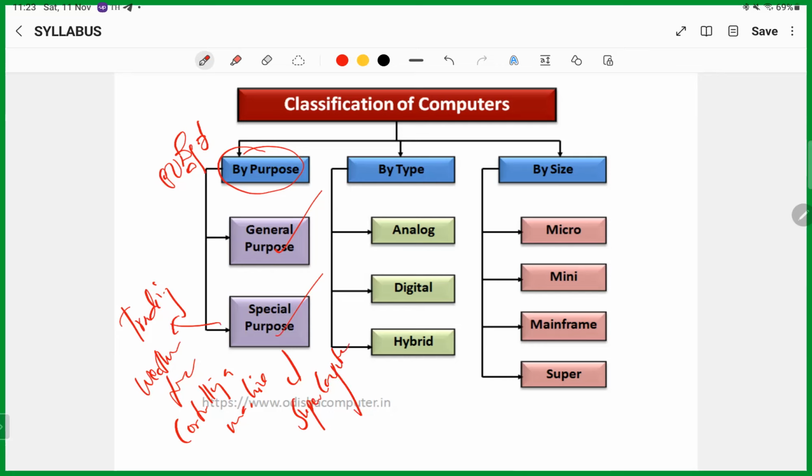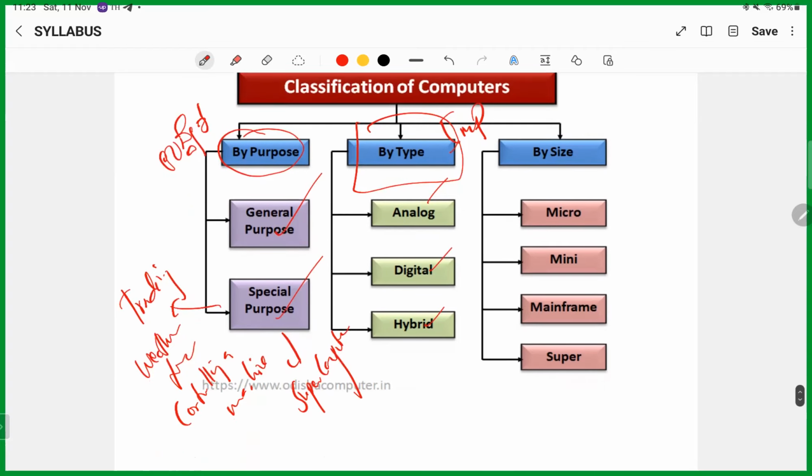Next, by type we have three types: analog, digital, hybrid. We will have to read this in detail. This is most important for us for the purpose of the exam. Hybrid is nothing but doing analog and digital functions together; you may have heard of hybrid. Analog plus digital. What is analog, what is digital, we'll discuss later.